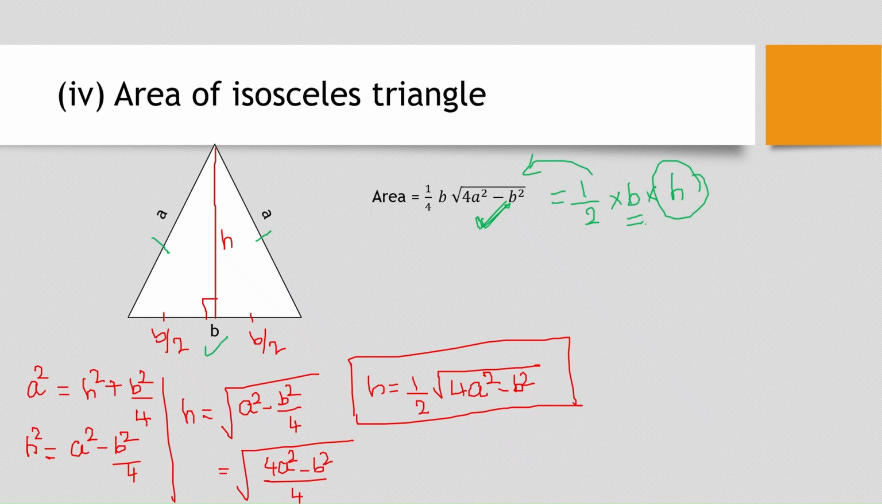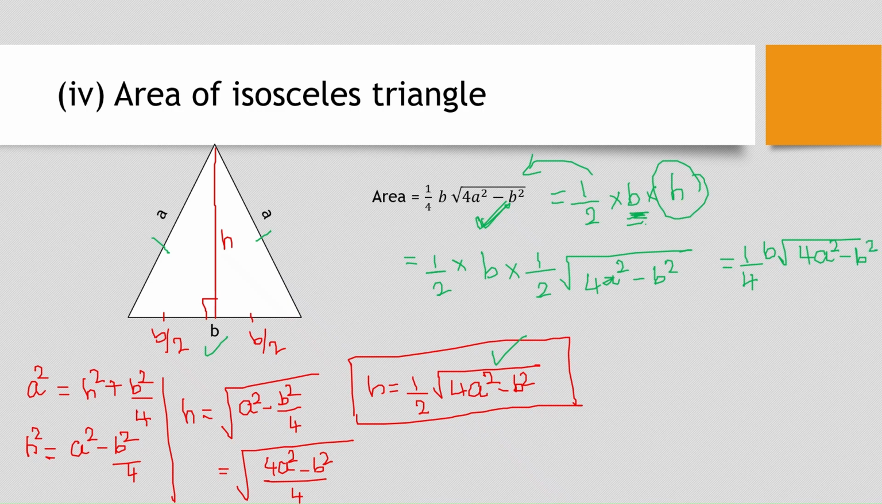Now coming back to our basic formula, you can replace the b, that means half will be half only, and replace this b with b value, and then replace this h with the formula which we found over here. It's what? 1 by 2 root of 4a square minus b square. So what will happen? 1 by 2 will become 1 by 4, and b is going to be here, root of 4a square minus b square. This is how the area of isosceles triangle formula has been derived from the basic triangle formula.